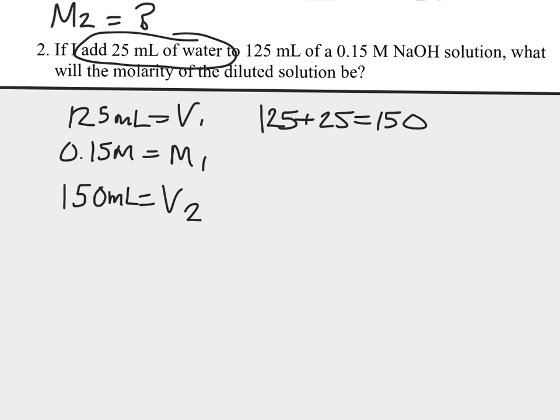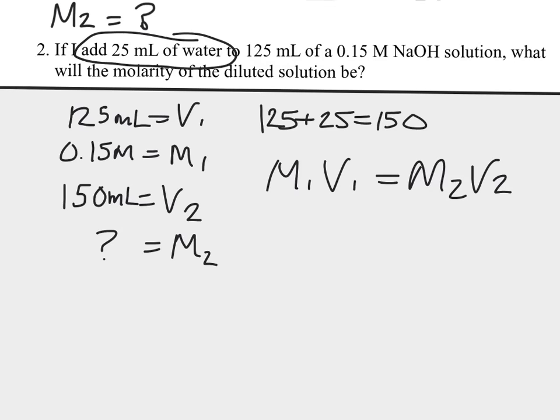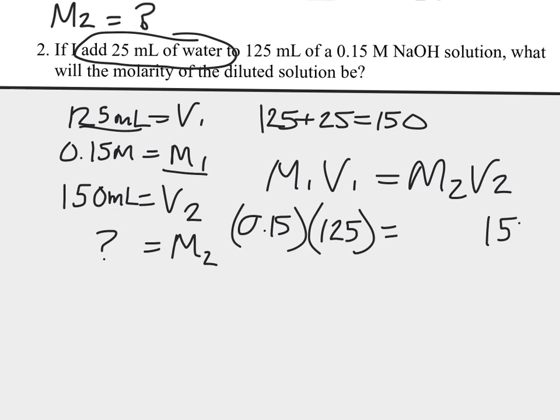Again, why? Because 125 mils, add 25 to it, it becomes 150. All right, easy peasy there. We want to know, now that you added, it's diluted, what is the new concentration? So again, we're solving for the new concentration. Luckily, we know our dilution equation, M1V1 equals M2V2. Let's start plugging in. Our initial M1 is 0.15 molarity. Our initial volume is 125 milliliters. We know our final volume after adding the 25 mils would be 150, so we are just solving for M2.